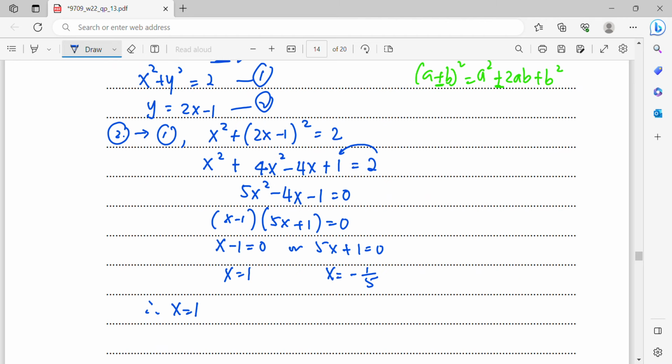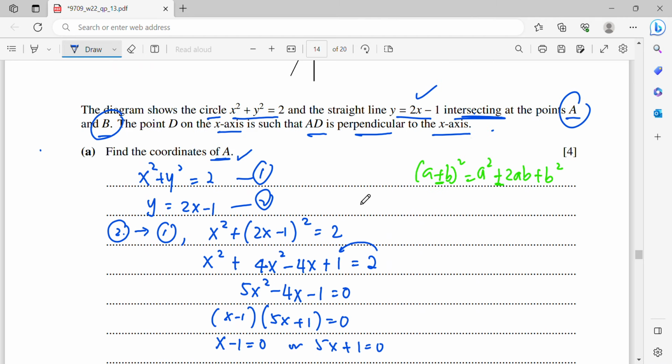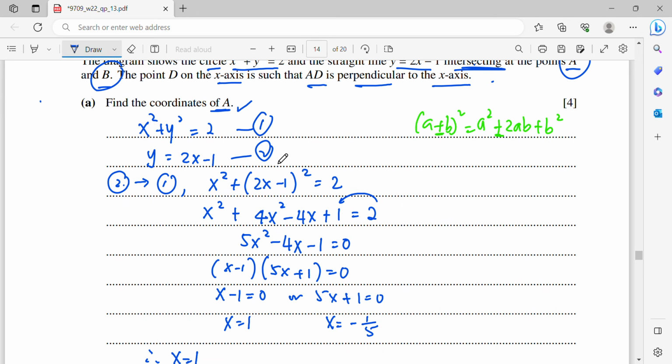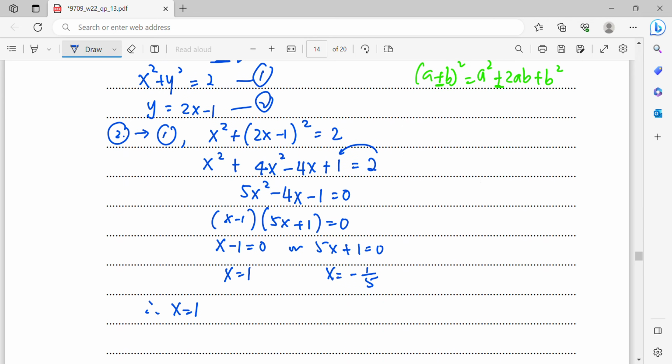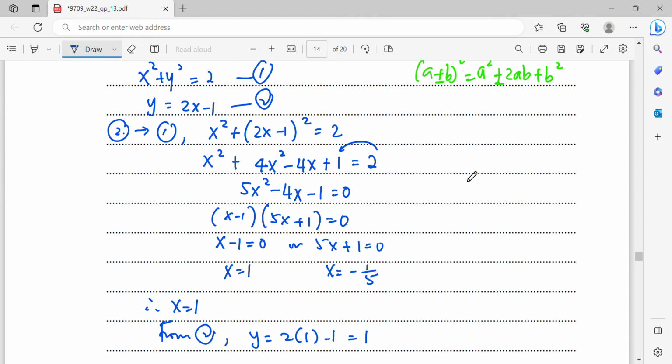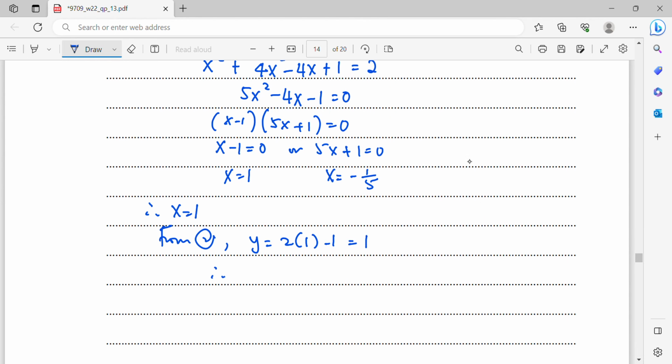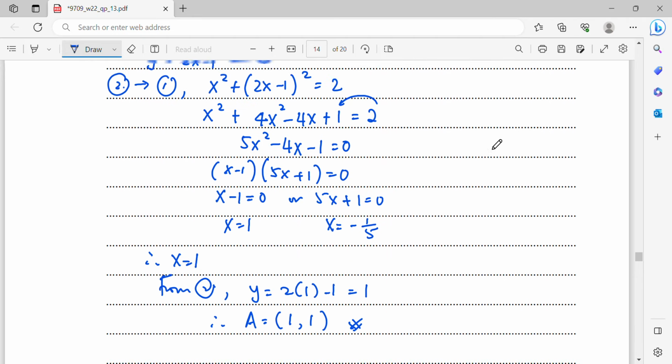Alright, so now to get the coordinates of the point A, we need to get the y as well, which is from the second equation. So now from the second equation, y is 2x minus 1, which is 1. So at last, just write down A has coordinates x is 1, y is 1. So this is how we solve for the point A.